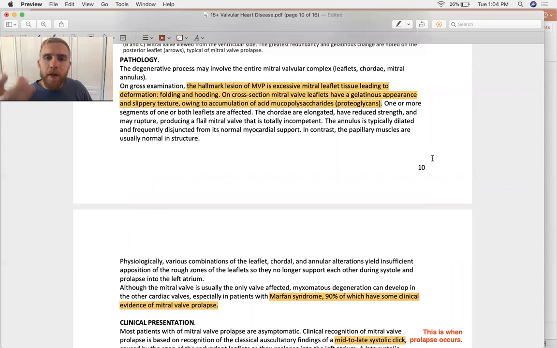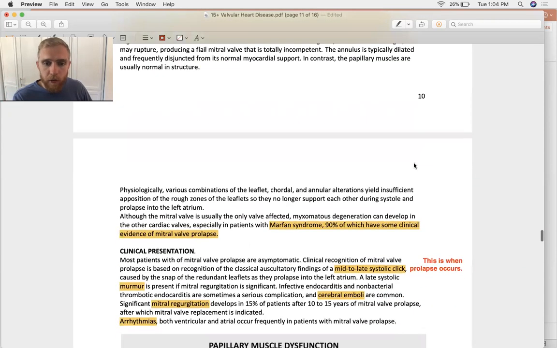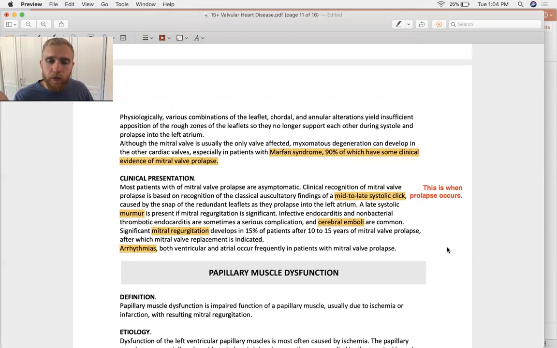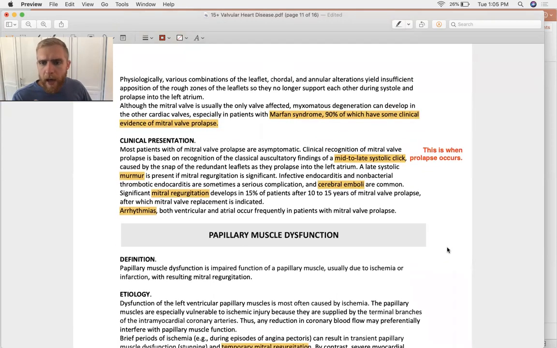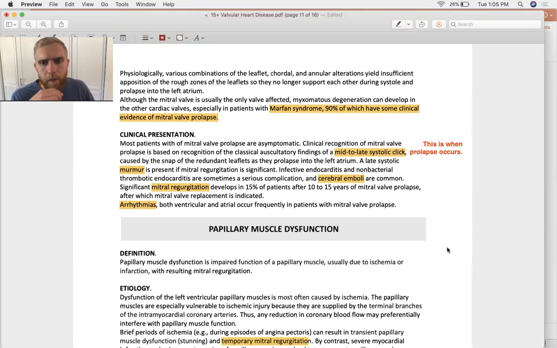It's due to an abundance of extracellular matrix. We know this is a collagen, this is a fibrillin defect, right? Fib1. So too much extracellular matrix, okay, valve problems. So finally, how does this present? With a classical auditory finding of a mid to late systolic click. And so a prolapse is a regurgitation.